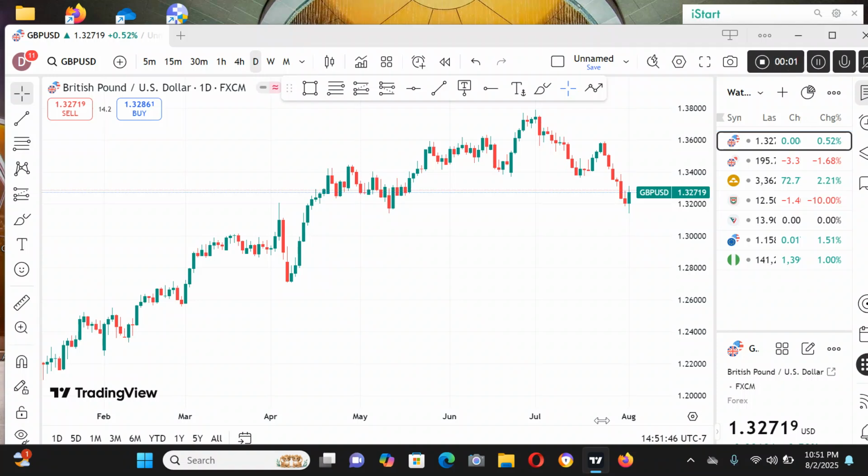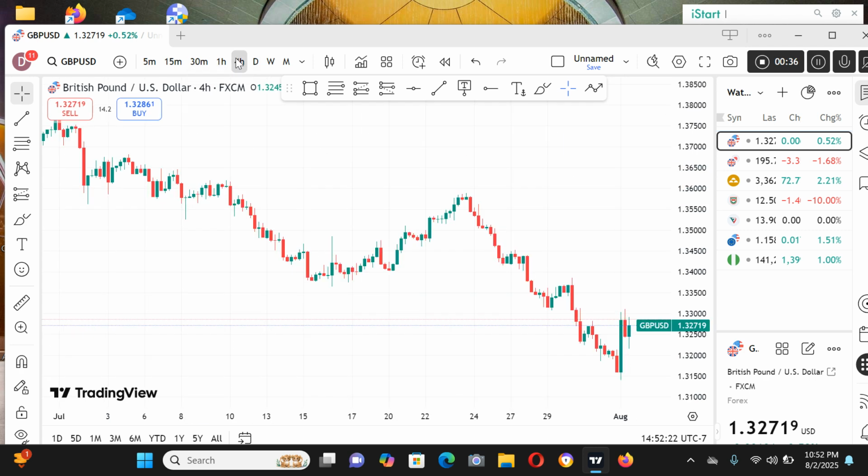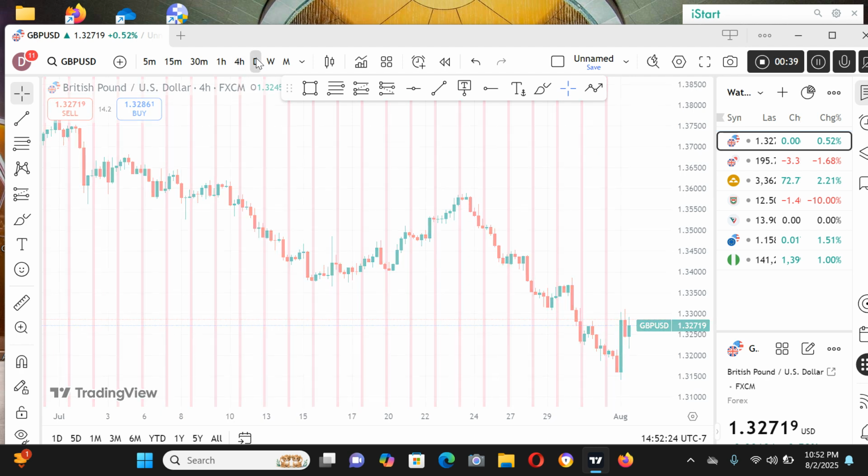Hello everyone. So I just want to continue with the strategy I was teaching the previous day, just for the purpose of clarity. So like I said, the strategy is very simple, as simple as anything you can imagine. All you need to do, for any currency pair you want to place a trade on, is go straight to the daily time frame to see the overall trend of the market.